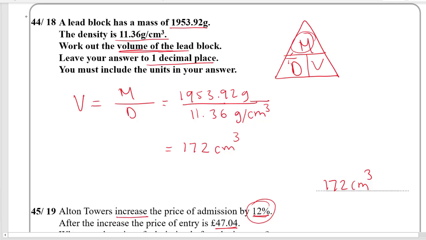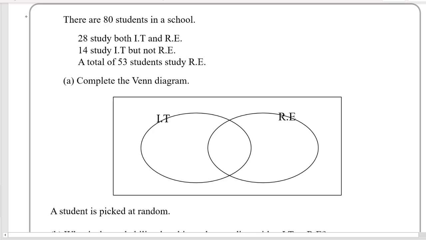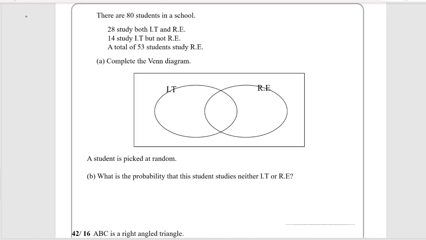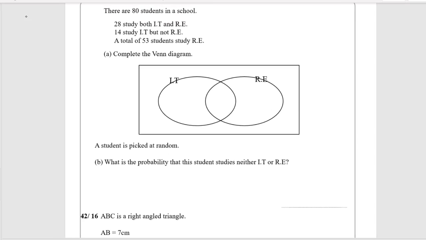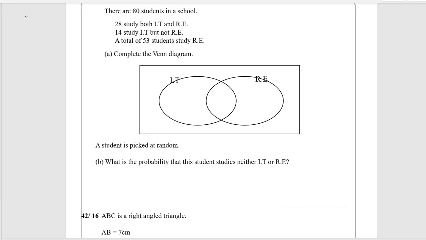So next we have a Venn diagram question. There are 80 students in a school. 28 study both IT and RE, 14 study IT and not RE. A total of 53 students study RE. Okay, complete the Venn diagram.